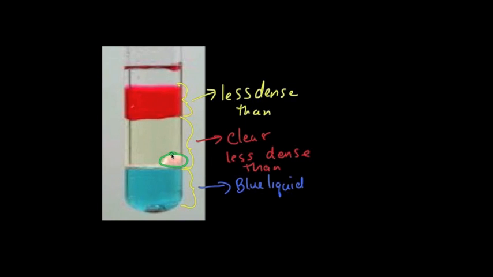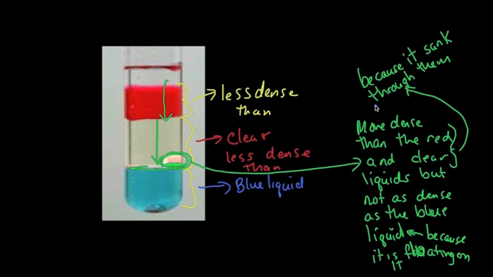Now you'll see this white object inside this density column, and you'll notice that it sank through the red liquid and through the clear liquid, but when it got to the blue liquid, it stopped, which tells us by comparing densities of the liquids that this little white object is more dense than the red liquid, more dense than the clear liquid, but not as dense as the blue liquid, which is why it floats on top of the blue liquid.